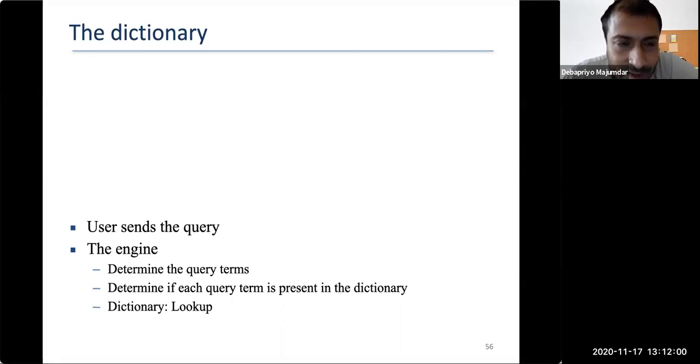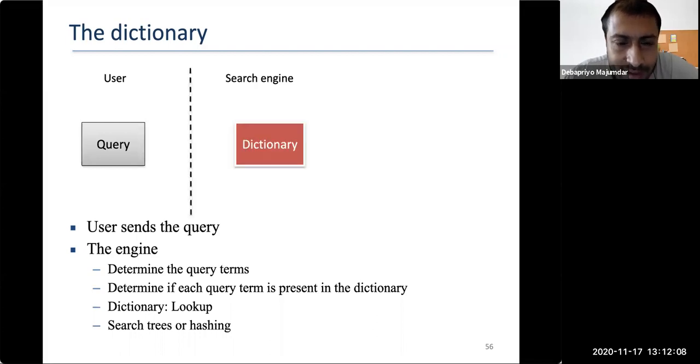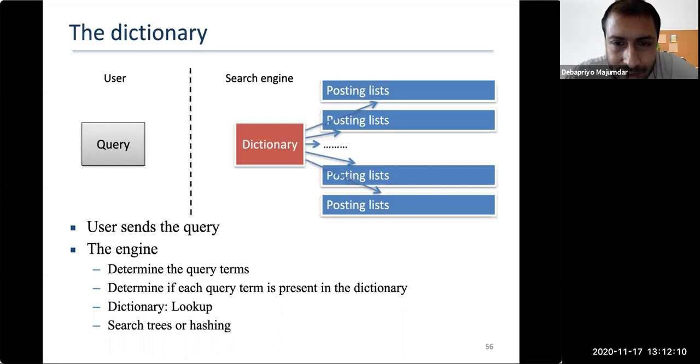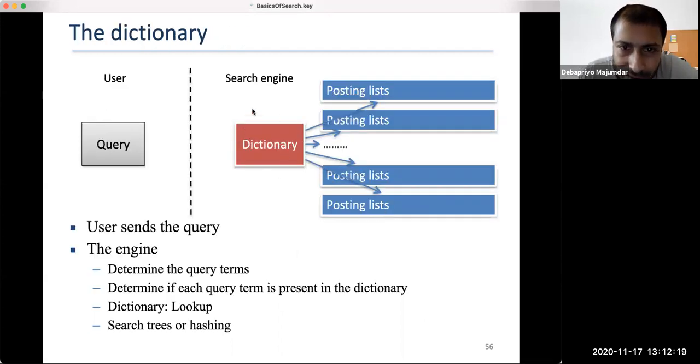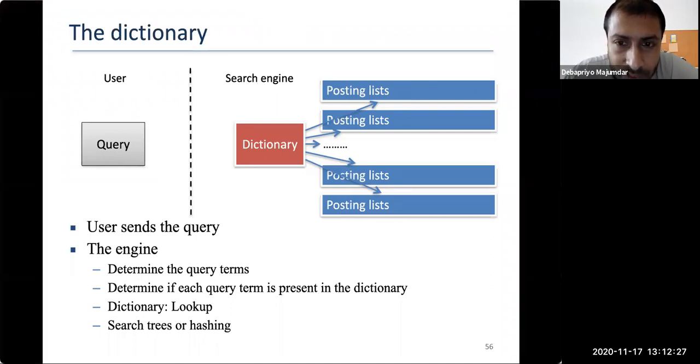For that, there needs to be a dictionary lookup, and a lookup can be done using either a search tree or hashing. So something like this: user gives a query, the search engine has a dictionary, and the dictionary has posting lists. For every term there are pointers to posting lists. So given the query, this portion needs to figure out where my posting lists are, or whether I have these lists at all, right? Maybe this word is not present. I don't know the word, so that can also happen.